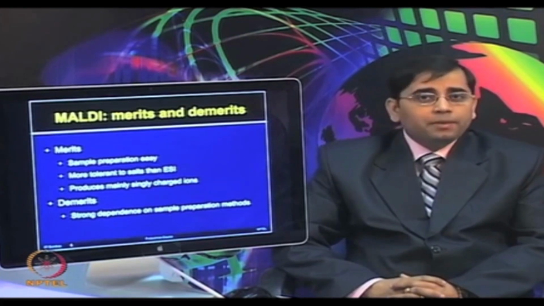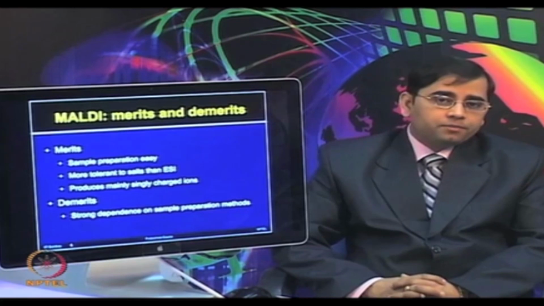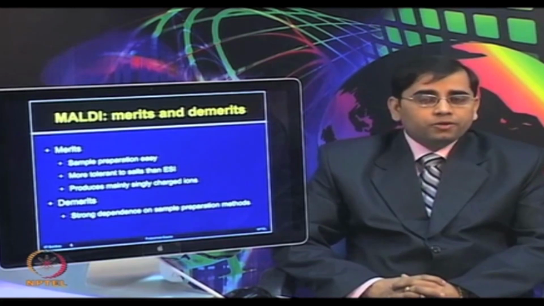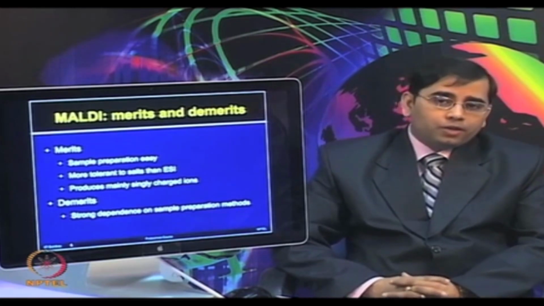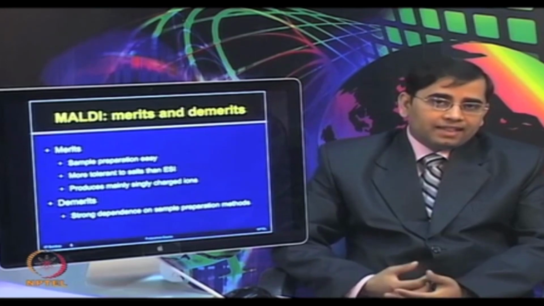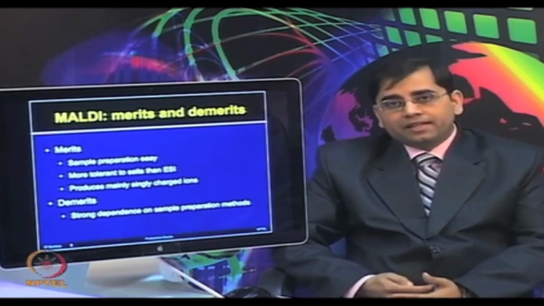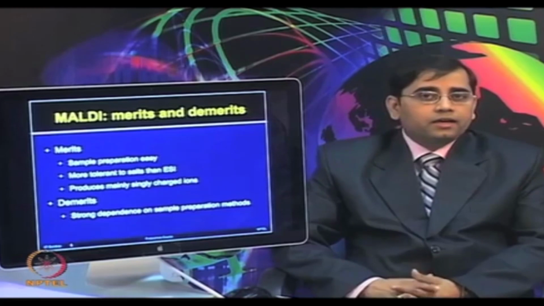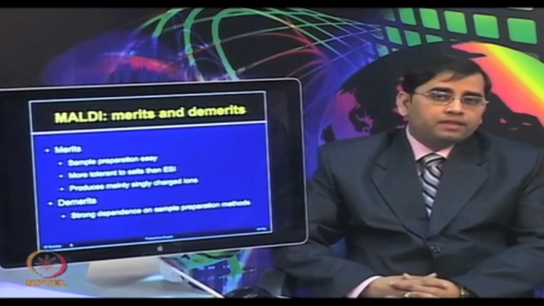Now, there are various demerits of using the system. There is a strong dependence on how to prepare a good sample for this analysis. So, sample preparation methods heavily influence the spectrum generated from these experiments.